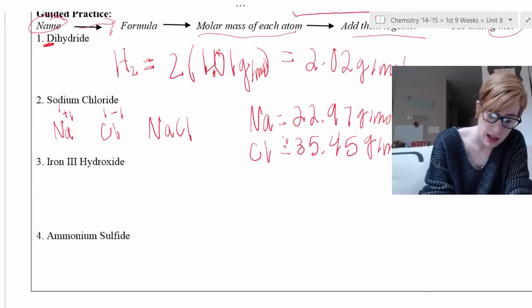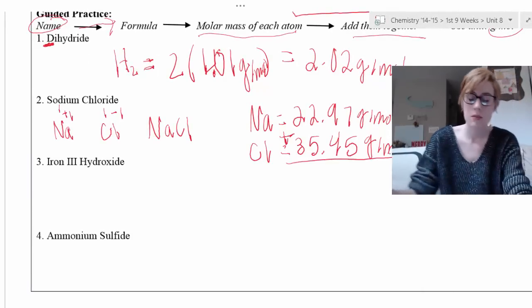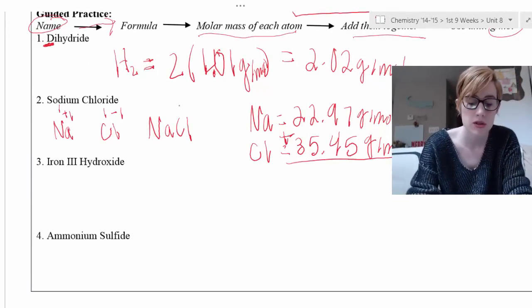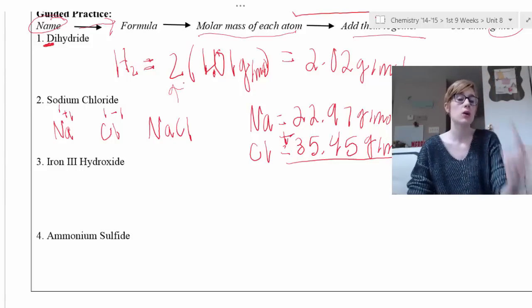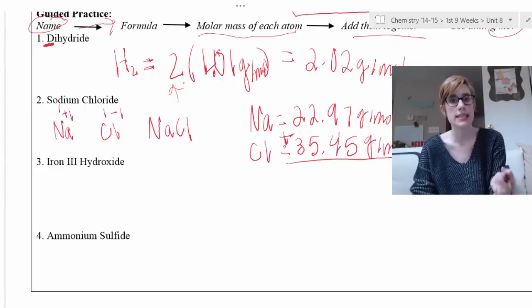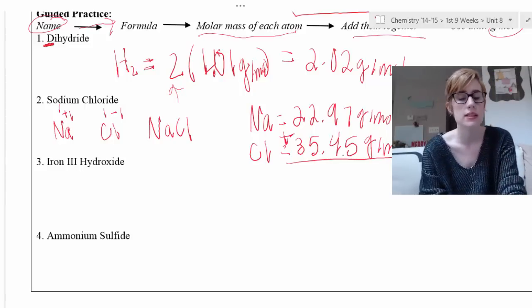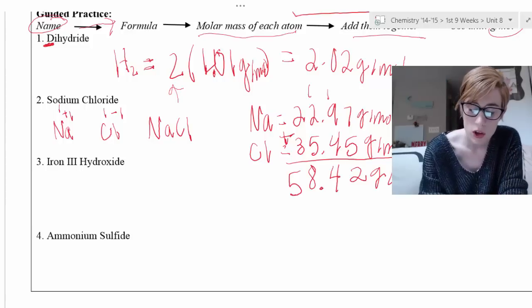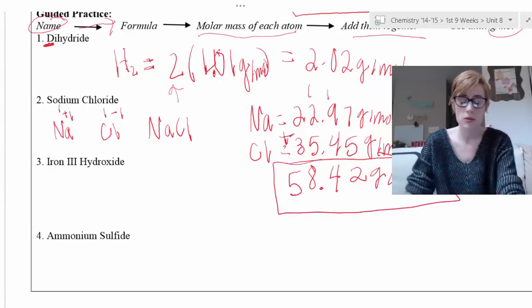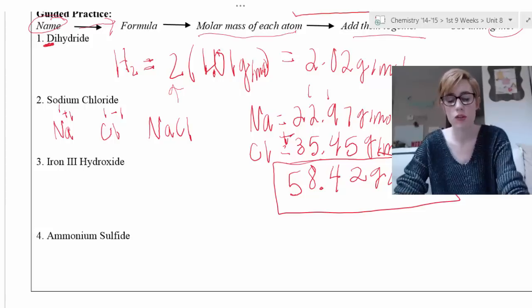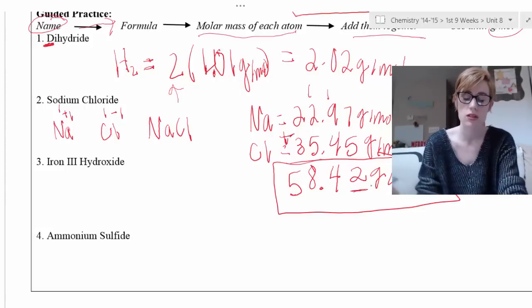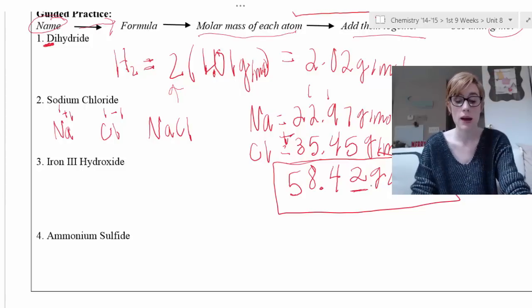So all I have to do is add these together to get my molar mass. Now, why did I not multiply by anything? Well, because I only had 1 Na and I only had 1 Cl, so I don't need to multiply these numbers by anything. So the molar mass of sodium chloride, when I add them together, is 58.42 grams per mole. Remember, I'm always going to the hundredths place on my molar masses.